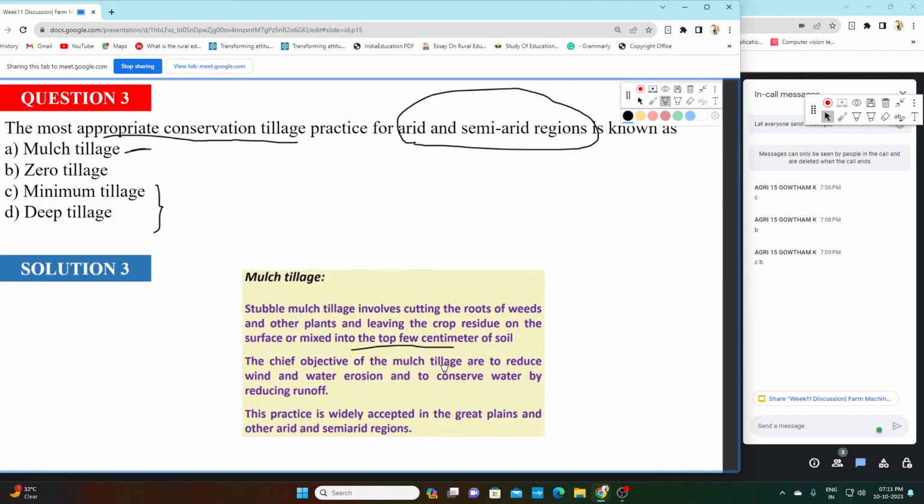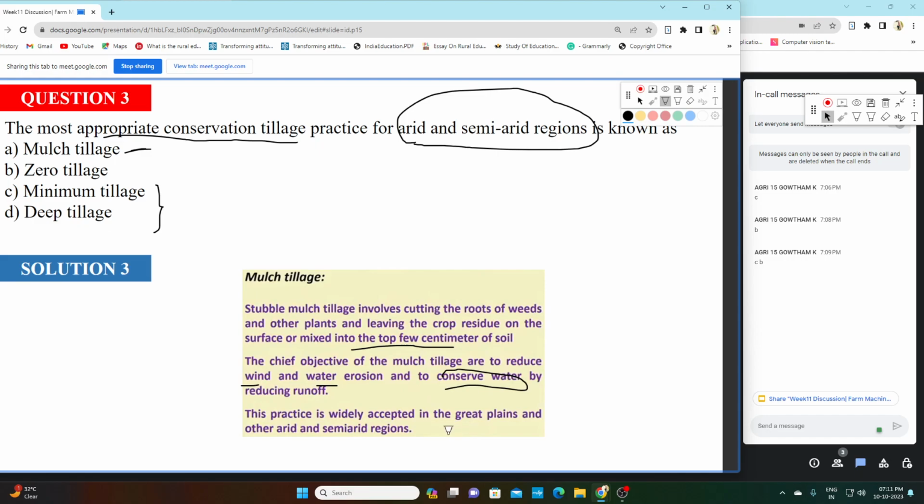So the chief objectives of mulch tillage are to reduce erosion from wind and water. We are doing this to prevent soil erosion by wind or water, and second, to conserve water by reducing the runoff. As the runoff gets reduced, more water will percolate into the soil. So we are conserving two things: soil and water.